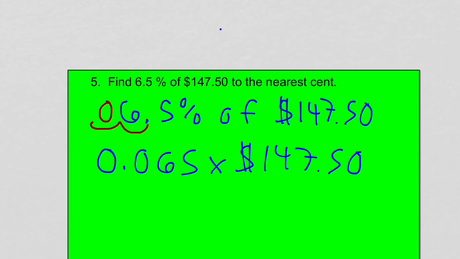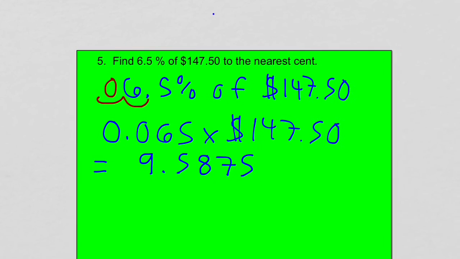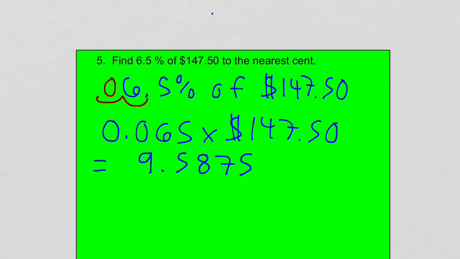0.065 times $147.50, and you're going to get this decimal, 9.5875. Now again, money needs to have 2 decimal spots. So we're going to need this and this. So we're going to round off the 8. We're going to look to the digit to the right.